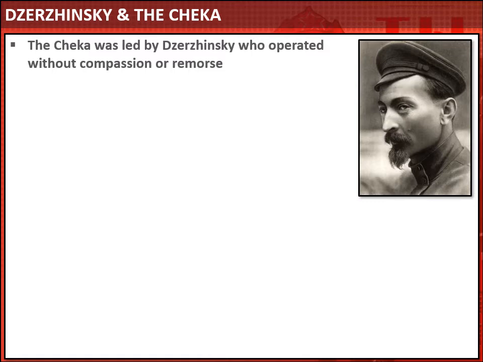It was led by this man, Dzerzhinsky, and he was particularly remorseless and ruthless. He was a Polish aristocrat with a pathological hate of his own social class. He operated without compassion and without remorse, and that's why Lenin chose him to lead the Cheka.